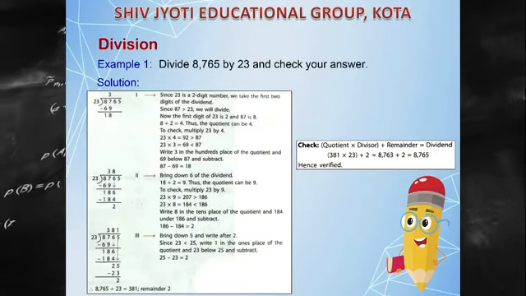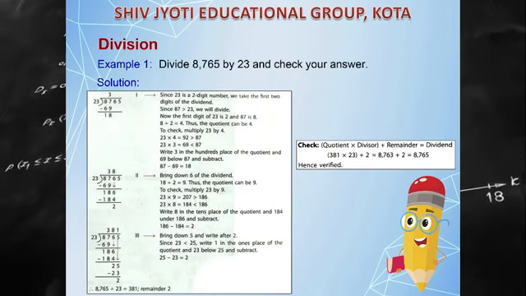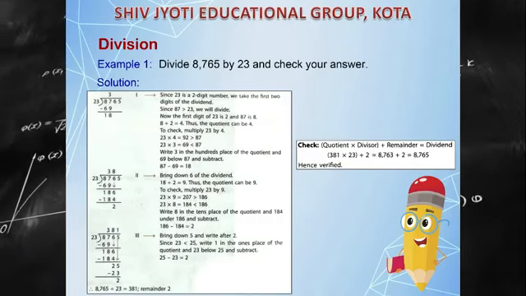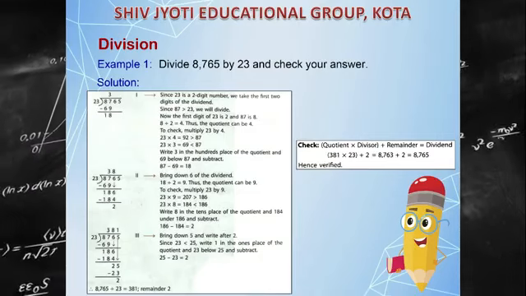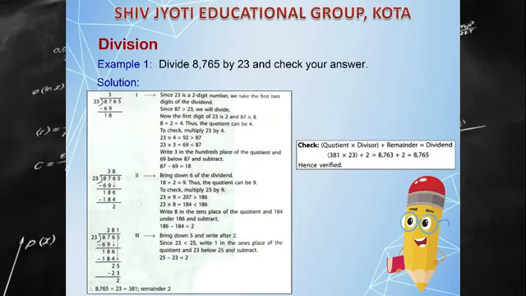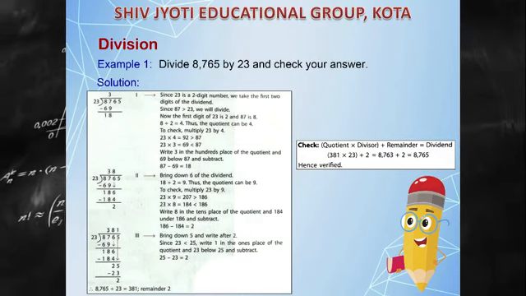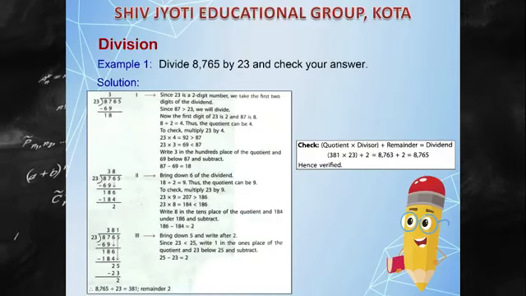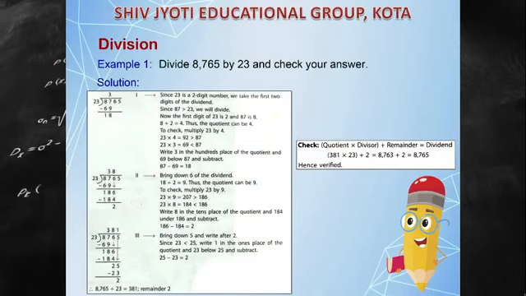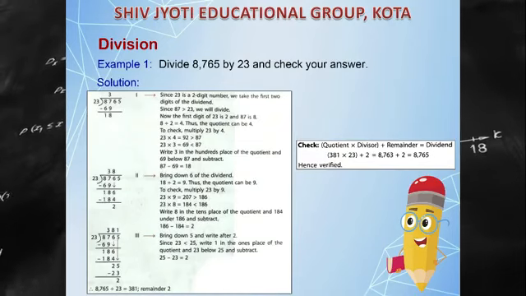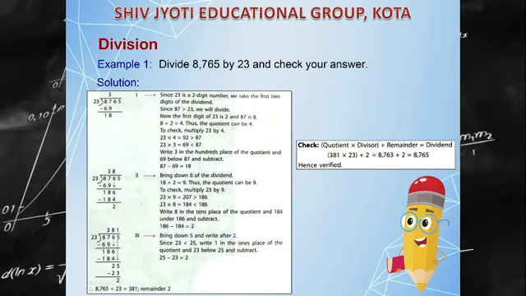Now the second step is to bring down 6 of the dividend. 18 divided by 2 equals 9. Thus the quotient can be 9. To check, multiply 23 by 9. 23 multiplied by 9 equals 207, which is greater than 186. 23 multiplied by 8 equals 184, which is less than 186. Write 8 in the tens place of the quotient and 184 under 186 and subtract.